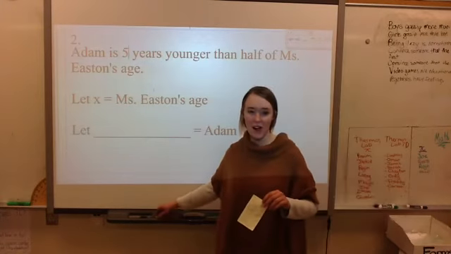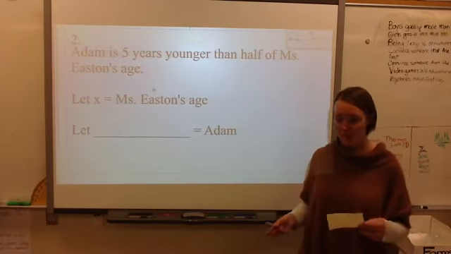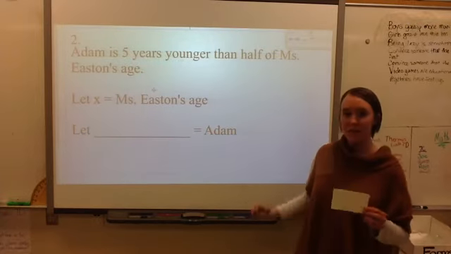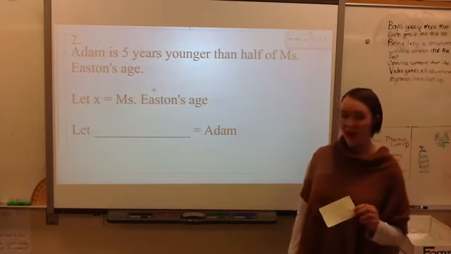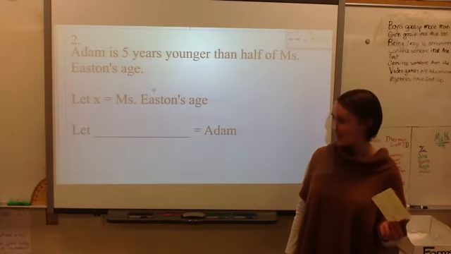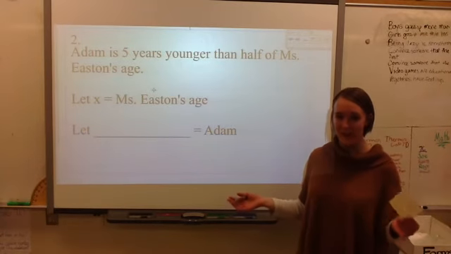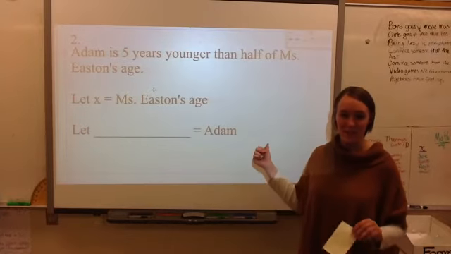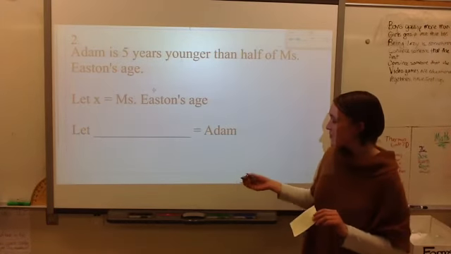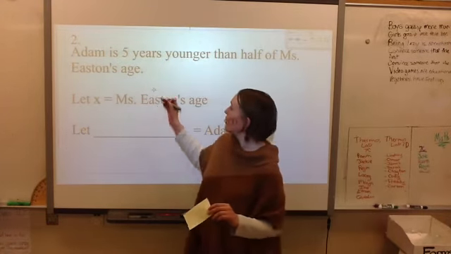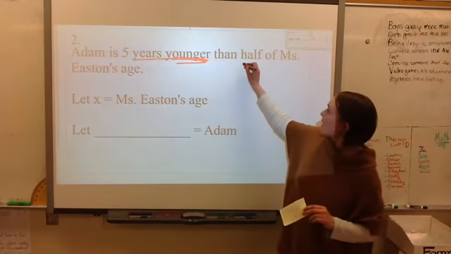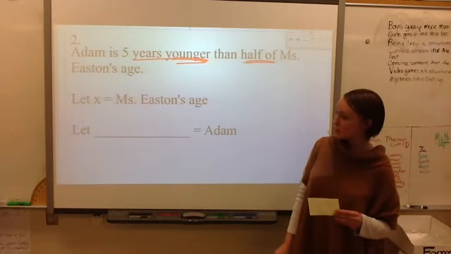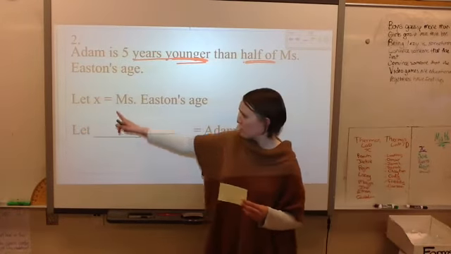Alright, so for our next example, the question is, Adam is 5 years younger than half Ms. Easton's age. So we're trying to figure out how old Ms. Easton is, but we don't have any numbers today, so we're not going to solve it, we're just going to write the let statements here. So the important things to look for here are 5 years younger and half of Ms. Easton's age.